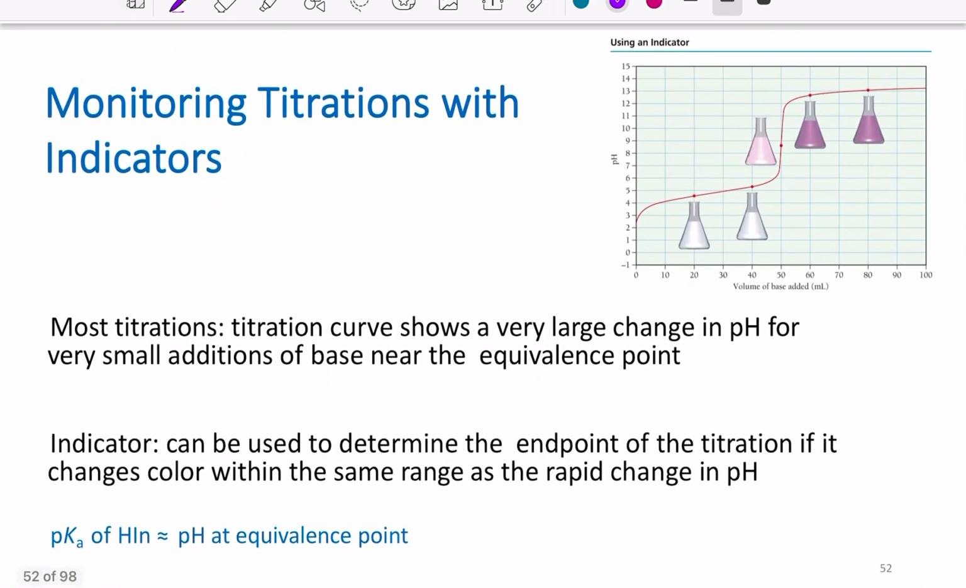Most titrations, the titration curves show a very large change in pH for very small additions of base near the equivalence point. You will see this in lab. The indicator can be used to determine the endpoint of the titration if it changes color within the same range as the rapid change in pH. What do I mean by that? I mean equivalence point versus endpoint.